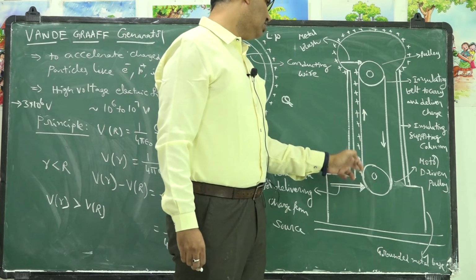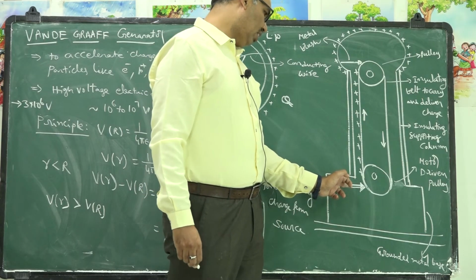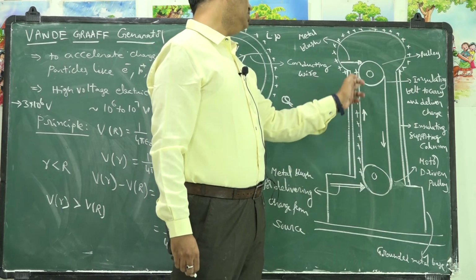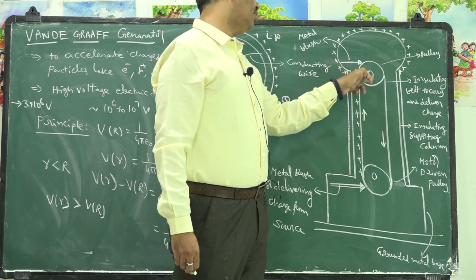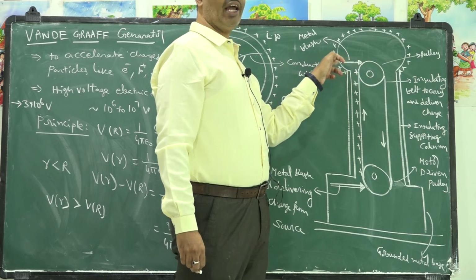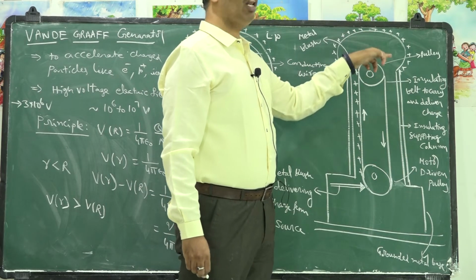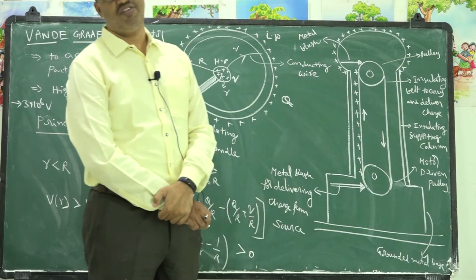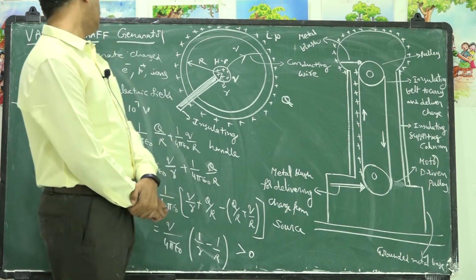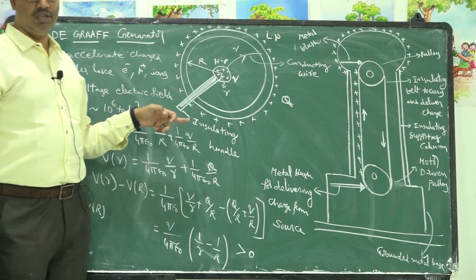Till the breakdown of air takes place, the potential keeps on increasing. As long as the belt is moving, the source is providing the charge here. Whatever charge is provided by this metal brush is transferred by the belt onto the upper moving pulley, and once the charge comes here, it is extracted by this metal brush. The charge gets deposited over the outer shell, and a higher potential electric field is generated on the outer shell, which is used for acceleration of charged particles like electrons, protons and ions.